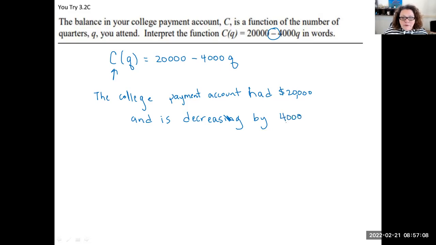Be careful and make sure you have units. It's decreasing by $4,000. Now we need the time element. How often is it decreasing by 4,000? By $4,000 every quarter. The college payment account had $20,000 and is decreasing by $4,000 every quarter. Something similar to that.